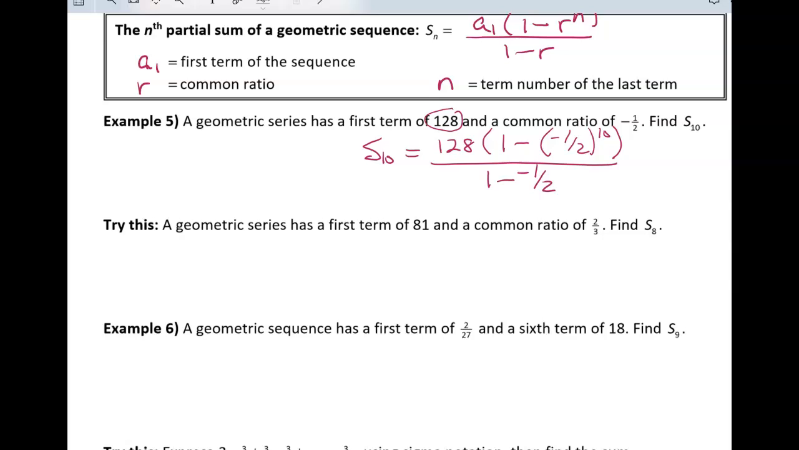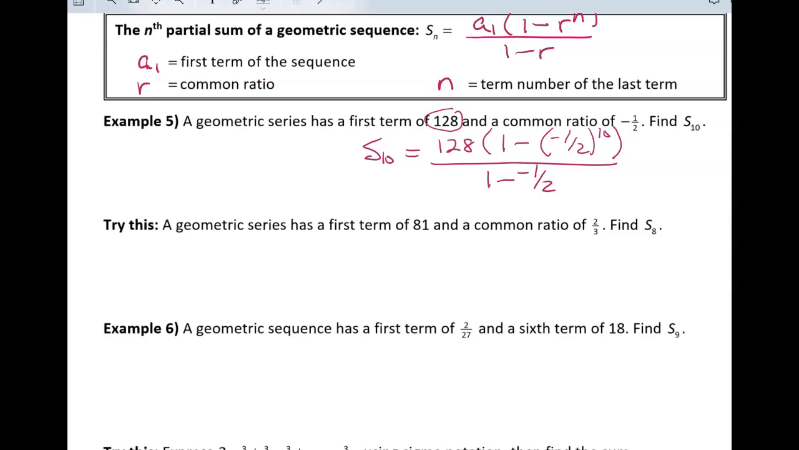Be really careful with two things here. When we have a ratio that is either negative or fractional, and this one is both, we need to make sure that we include parentheses around that number raised to a power. Otherwise, your calculator will not understand what it is that you mean for it to do. So we have to think about order of operations here. That power needs to happen first before the subtraction. Do not change it to 1 plus 1/2 to the 10th power.